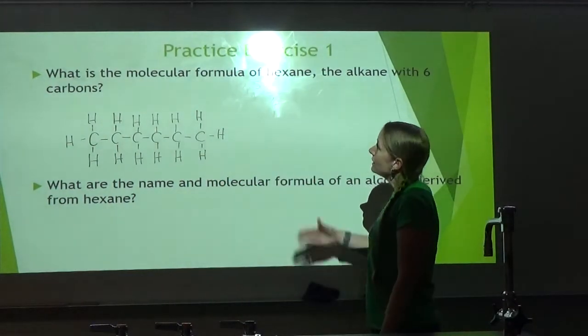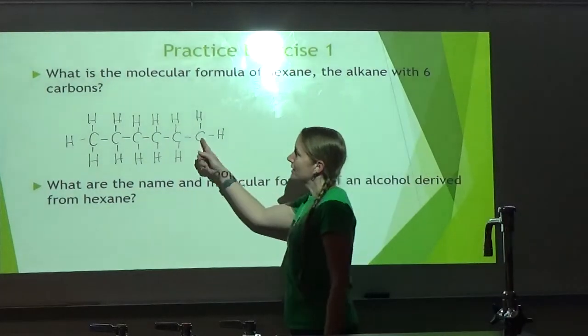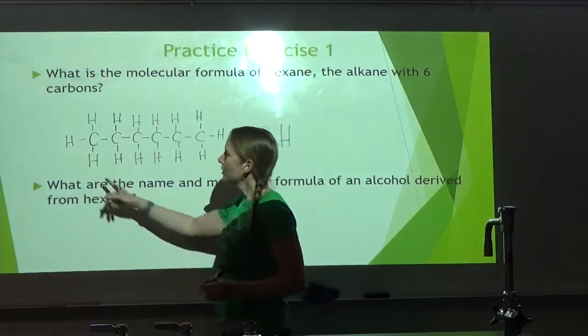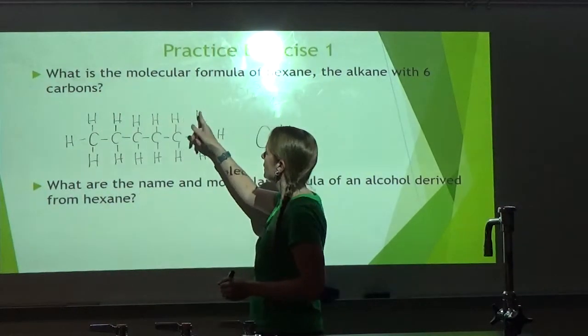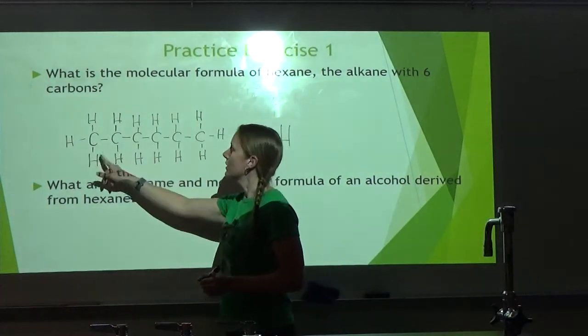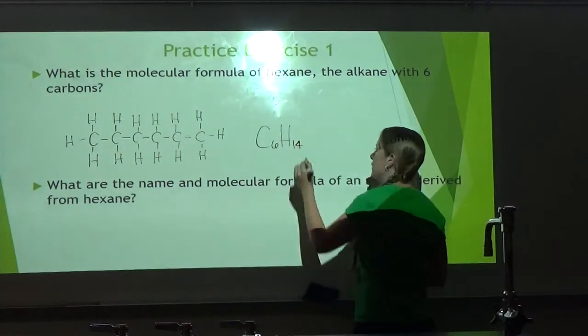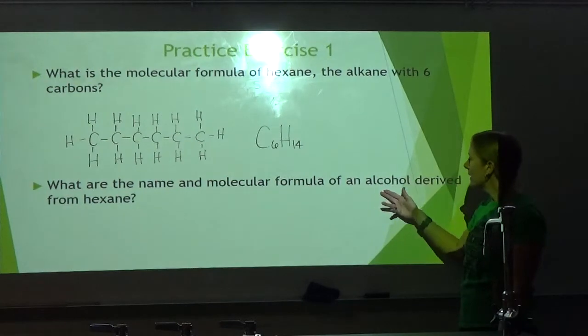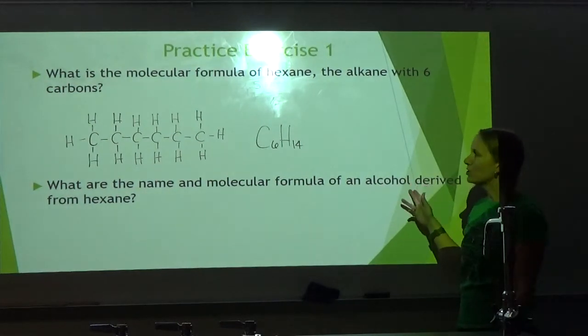So it says, what is the molecular formula? Well, I can see there's obviously 6 carbons. So then I just count my hydrogens: 1, 2, 3, 4, 5, 6, 7, 8, 9, 10, 11, 12, 13, 14. Just like that.